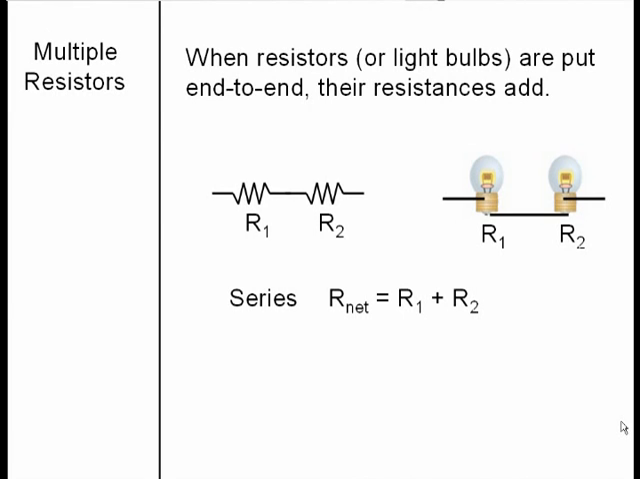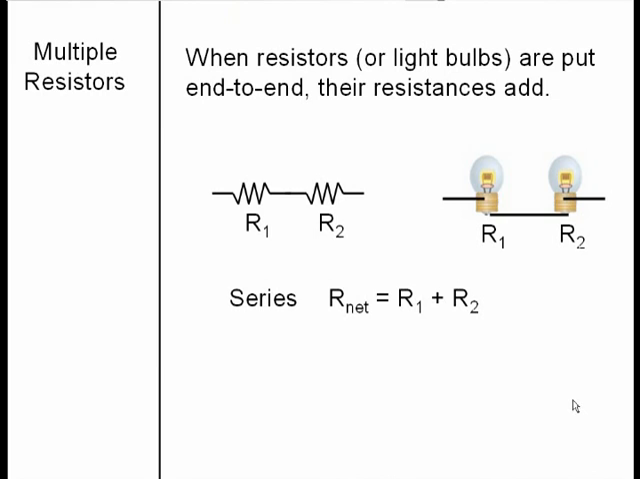Multiple resistors: when you're adding light bulbs or resistors end to end, you're adding more and more resistance, so our overall resistance just adds. You should be adding the resistance of the first bulb plus the resistance of the second bulb, or in this case, you're adding one resistor to another resistor.